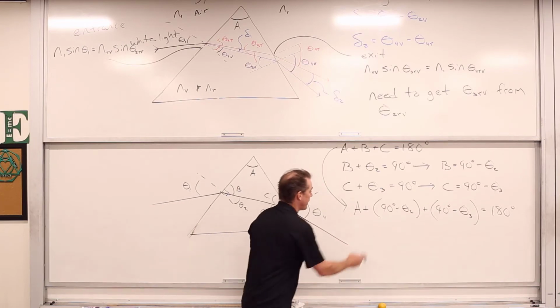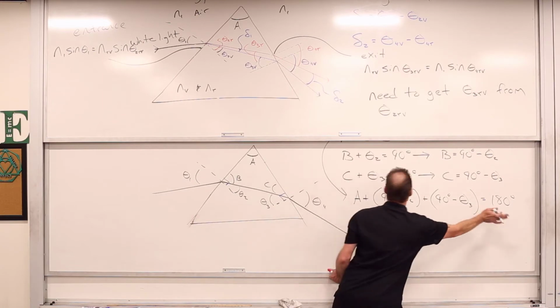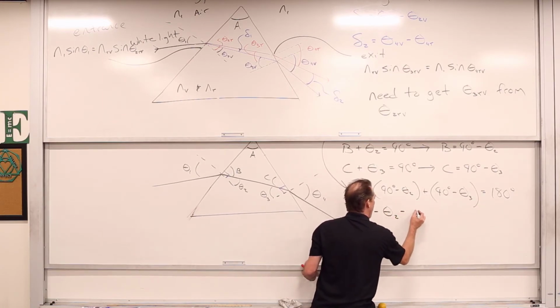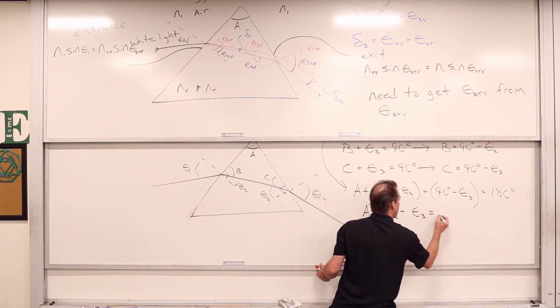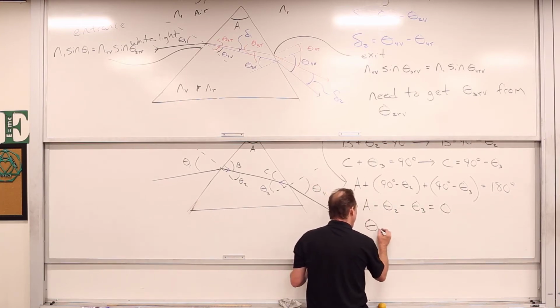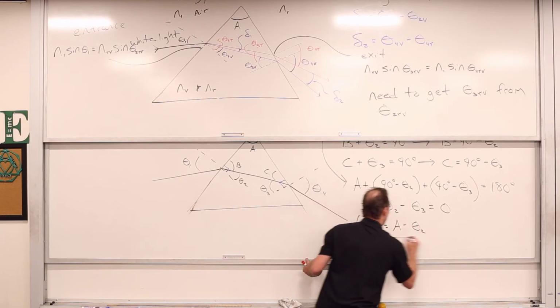All right, so we've got a 90 plus a 90. Hey, that's 180. That's going to cancel out this 180, which just leaves us with A minus theta 2 minus theta 3 is equal to 0, or theta 3 is equal to A minus theta 2.